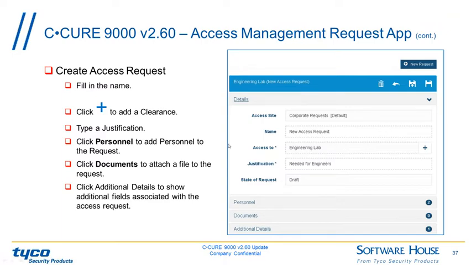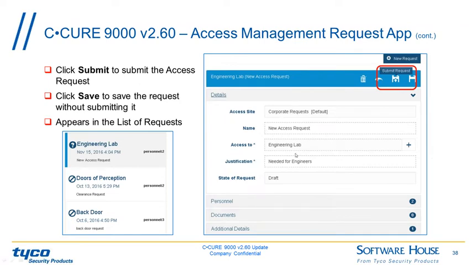You need to type in a justification. Note that there are asterisks here that mean required fields. So you need to type in some sort of a justification. And then you can click personnel, and you can add personnel to the request. You can click documents to attach a file. You know, say if you've got a new employee starting and you wanted to attach their letter announcing that they've joined the company, you could do that. And then you can click additional details, and that would show you the UDFs.